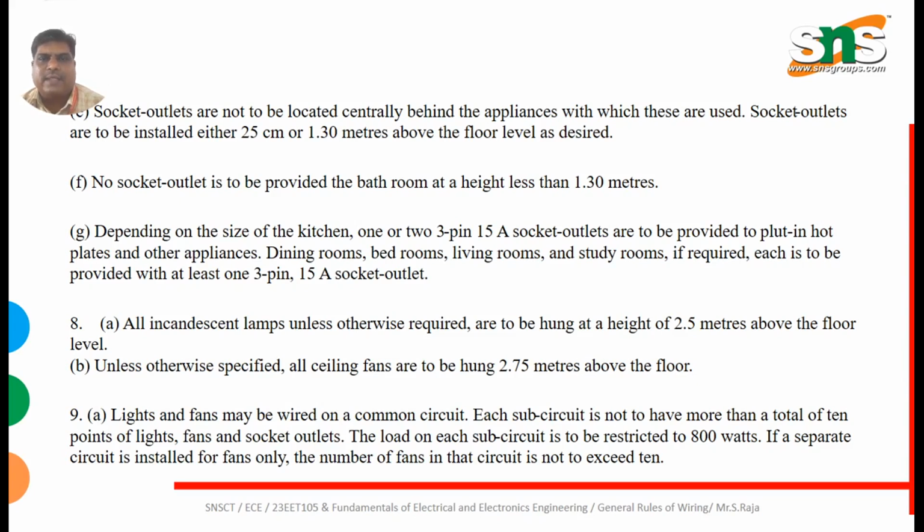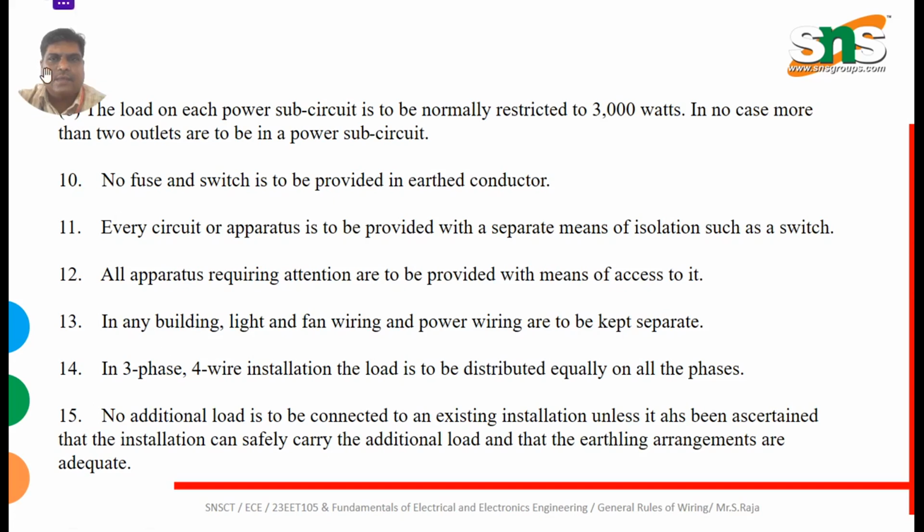Each subcircuit is not to have more than a total of 10 points of lights, fans and socket outlets. The load on each subcircuit is to be restricted to 800 watts. If a separate circuit is installed for fans only, the number of fans in the circuit is not to exceed 10. The load on each power subcircuit is to be normally restricted to 3000 watts. In no case are more than 2 outlets to be in a power subcircuit.